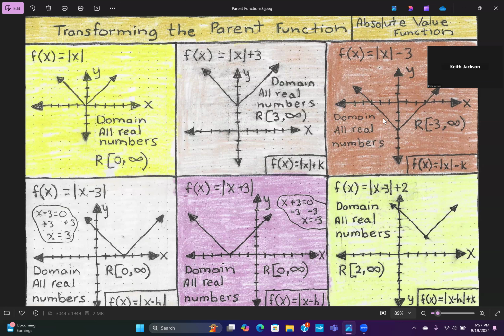And we're going to look at that example right here in which we have function of x is equal to the absolute value of x minus 3. And it's just going to simply move this function down 3 units.